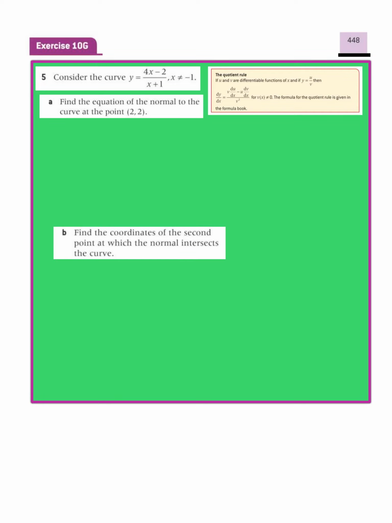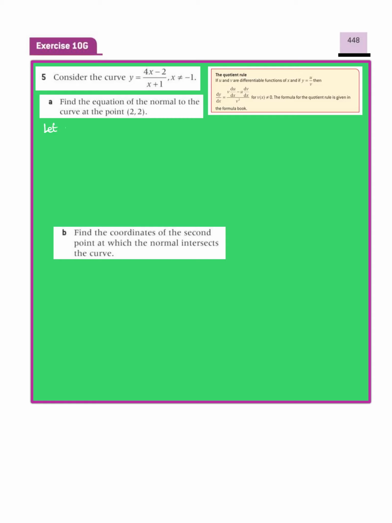Let's look at question number 5. It's exercise 10G on page 448. Consider the curve, this function here, where x is not equal to -1. A, find the equation of the normal to the curve at the point (2, 2). Okay, we're going to use the quotient rule. So I've put that over here. And let's go ahead with that.